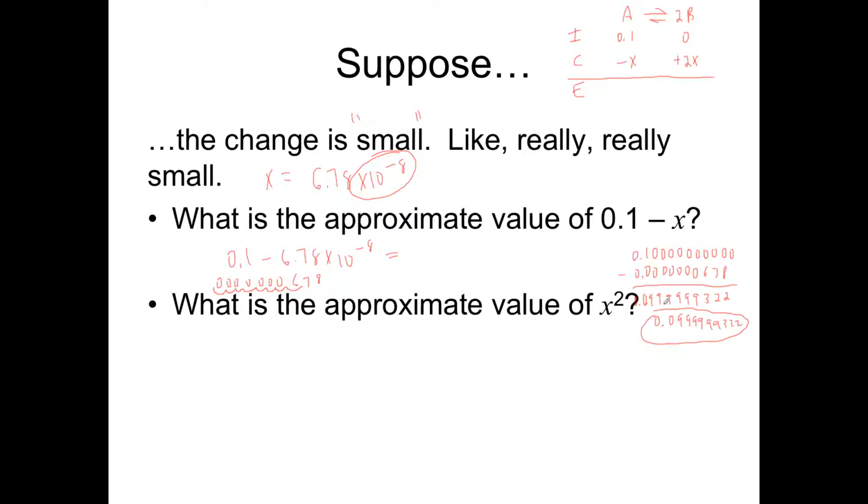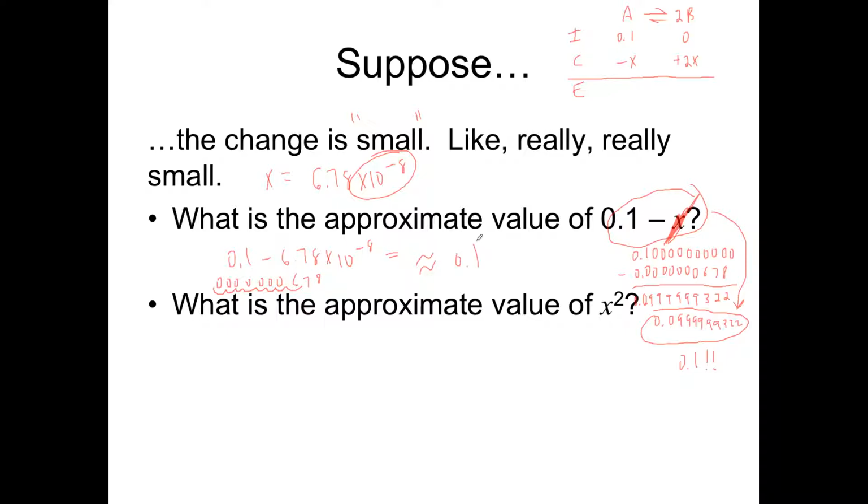That's what the difference is here. What is this number to 1 sig fig? It's 0.1. To 2 sig figs, it's 0.10. Can you see that when you add or subtract a really small number from another number, if the difference in magnitude is dramatic, then this becomes negligible? So I'm just going to get rid of that. We would say 0.1 minus 6.78 times 10 to the negative 8 is approximately 0.1.